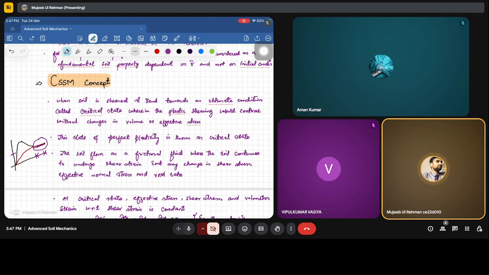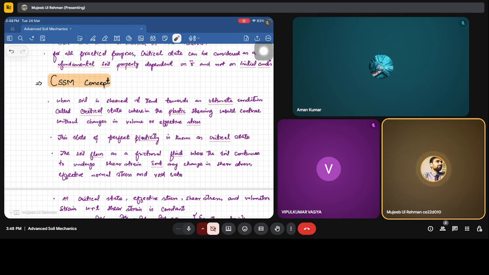Also, generally, we observe this critical state at large strains, greater than 10 to 15%. Different books refer to different values, but in general, if it is greater than 10%, we consider it the critical state. In the critical state zone, the soil flows as a frictional fluid, while the soil continues to deform, undergoing shear strain without any change in the shear stress, effective normal stress and void ratio. Again, as I told you, in this state there will be accumulation of plastic strains at a constant value of shear stress, with no change in the effective normal stress and void ratio.